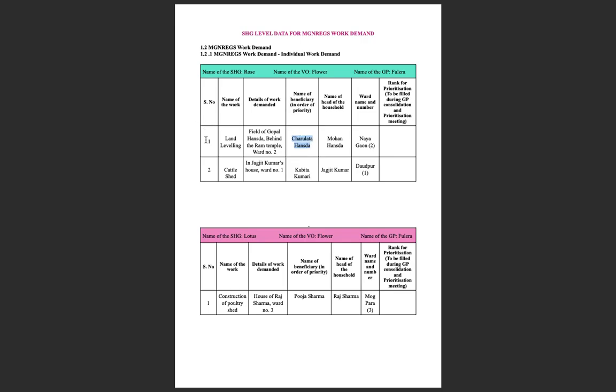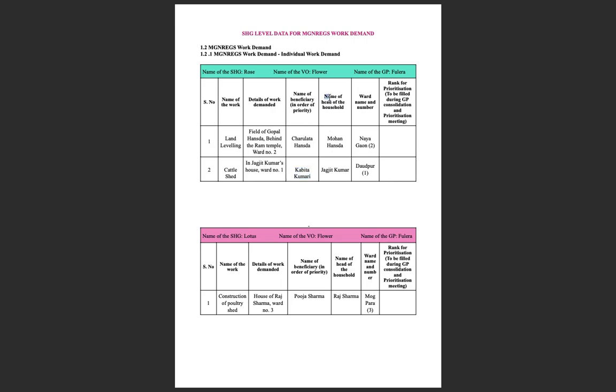That means she belongs to serial number 1, while Kabita Kumari is somebody who needs the work less than Charulata Hansta. Hence, her name is below Charulata Hansta. Hence, it is important that the SHG people hold a discussion, understand the situation of each member, and write the names of beneficiaries in a prioritized order.